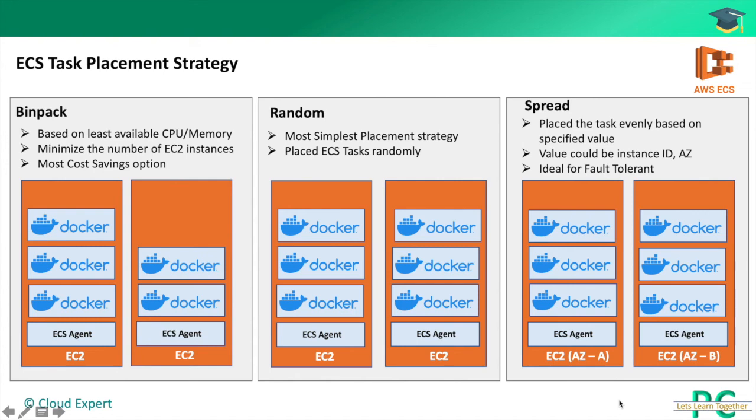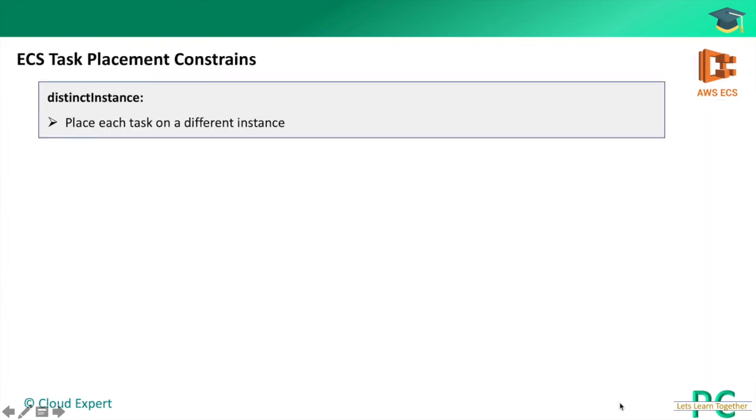Now there could be other strategies where you can mix and match these strategies and create a hybrid strategy, and you can create your own. Now let's explore ECS task placement constraints. A task placement constraint is a rule that is considered during task placement. A task placement constraint can be specified either when running a task or creating a new service. The task placement constraint can be updated for an existing service as well. There are two task constraints you can apply to your service.